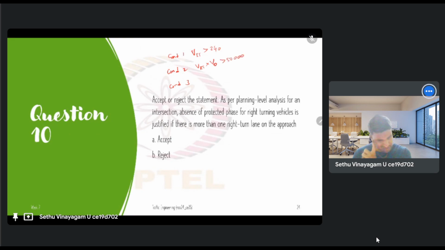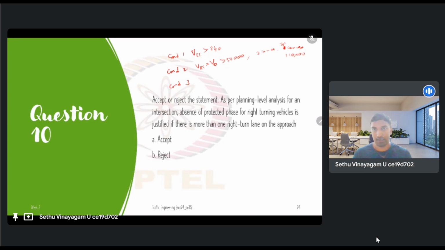when there is one lane in the opposite direction, and similarly there are other values when you have 2 lanes and 3 lanes. I think for 3 lanes it is 110,000, right? So 3 or more, 3 plus lanes. So if this condition is satisfied, then also you have to provide a protected phase for the right turn, right? Why are we doing this?